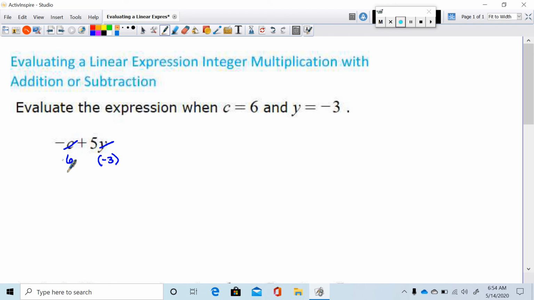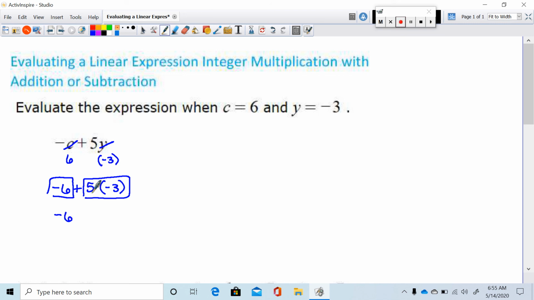All right. So when you write that without the letters, it looks like this. You have a negative 6 plus 5 parentheses negative 3. Okay, using the order of operations for integers, you want to save addition and subtraction for last. So I put a box around everything that's not addition or subtraction. So this is a negative 6 here.